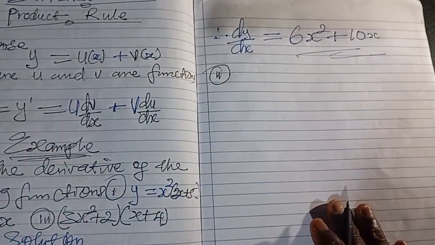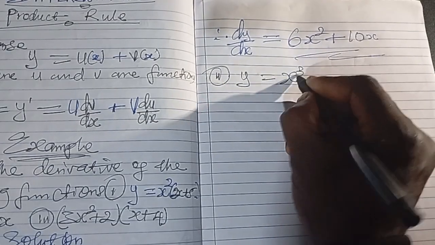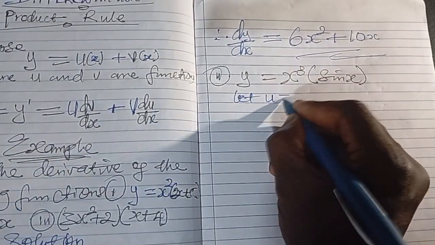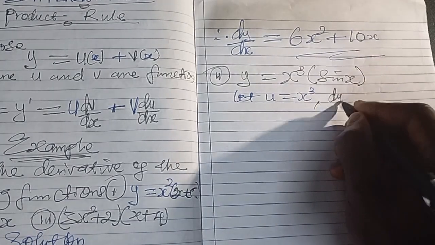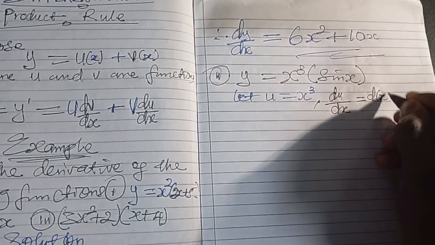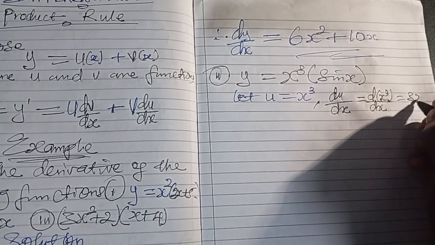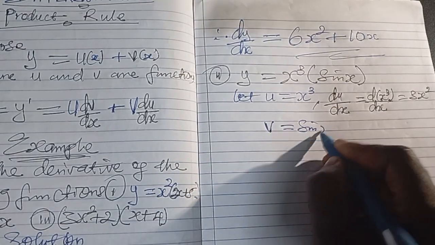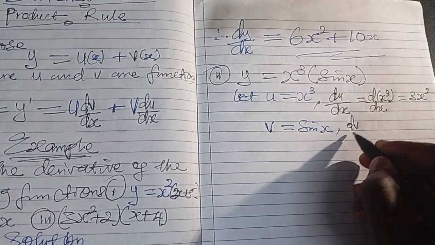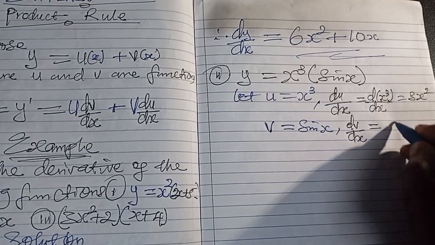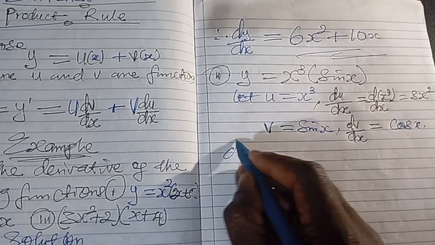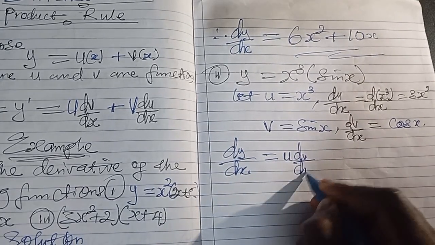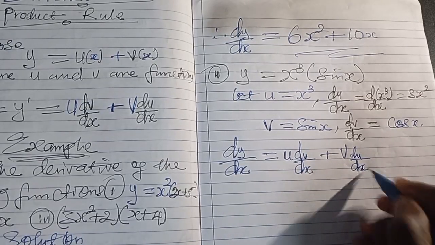Let's solve number 2. Number 2, we have y is x raised to power 3 bracket sine x. Okay, let u equals x raised to power 3. So du dx is same as d bracket x raised to power 3 over dx, which is 3x raised to power 2. Then our v now is sine x, so that dv dx will be equal to cos x. Good. So now our dy dx, remember, will be u dv dx plus v du dx.